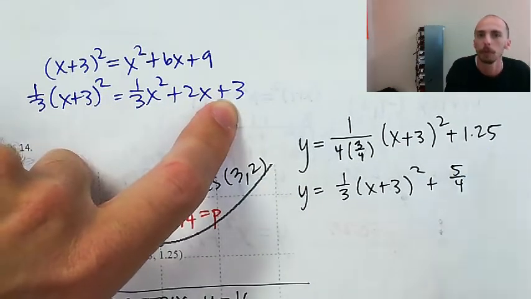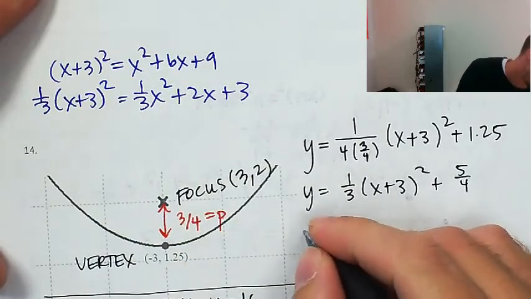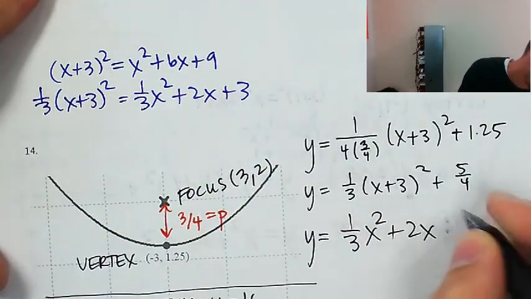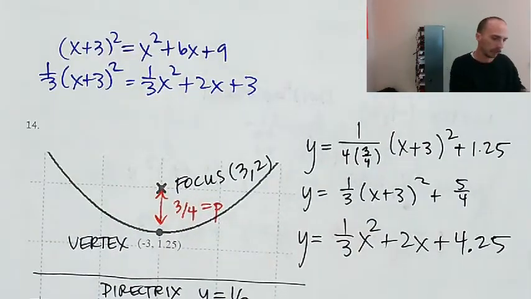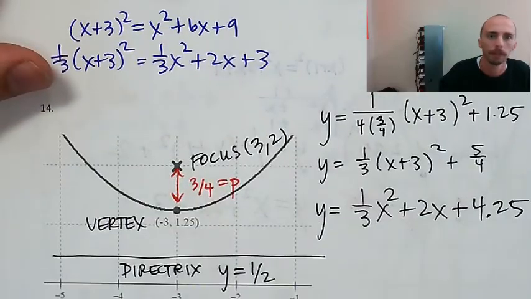When I add 3 plus 1.25, I'm going to call that 4.25. Forget the 5/4. My standard form equation is 1/3 of x squared plus 2x plus 4.25. And that's number 14. That's all the problems that we've got for this problem set.